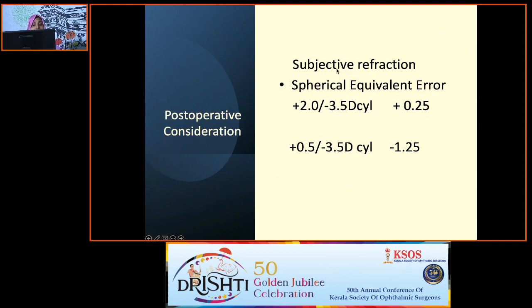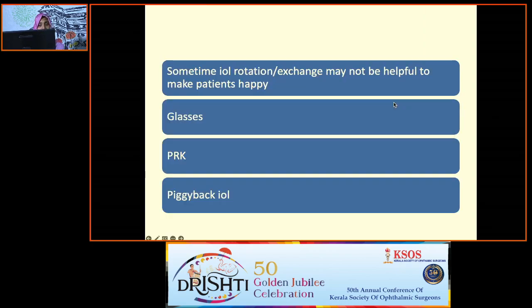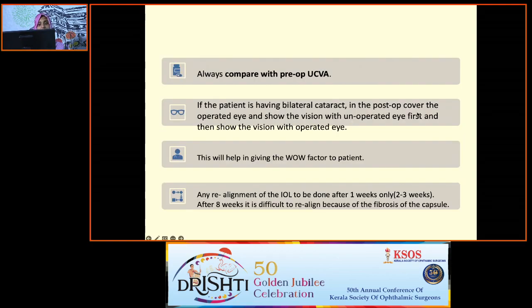Then what is the importance of subjective refraction? We can calculate the spherical equivalent error. Here the spherical equivalent error is 0.25. So only if it is more than 1 diopter do we have to do an IOL exchange. Otherwise rotation is always preferable. Sometimes IOL rotation or exchange may not be helpful to make patients happy. Glasses or PRK or a piggyback IOL may be needed.